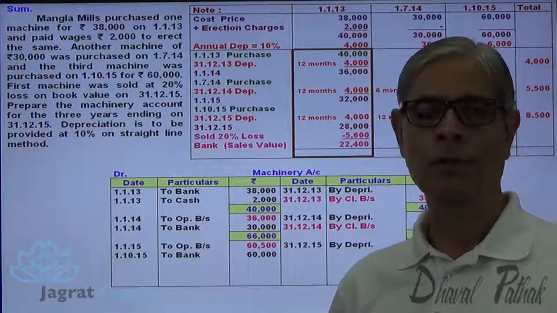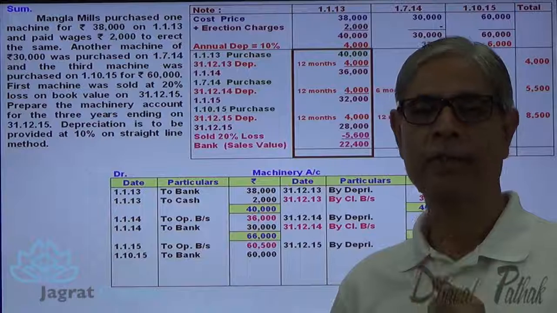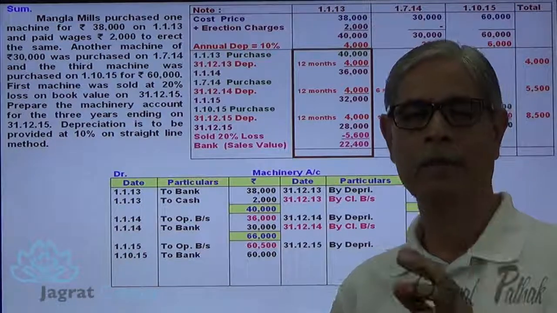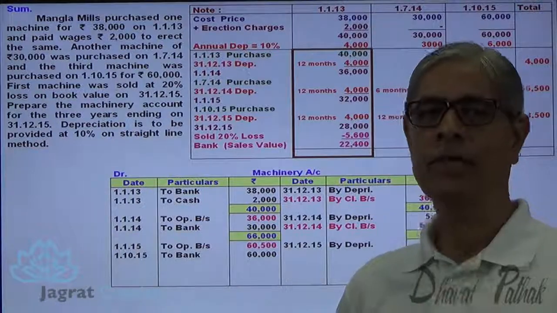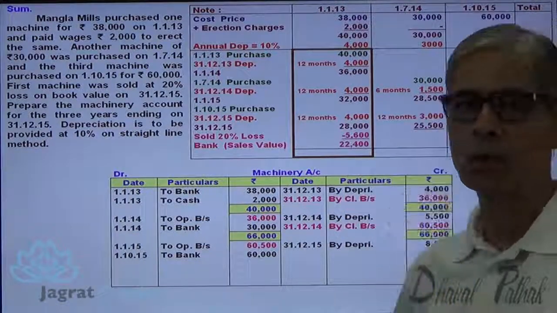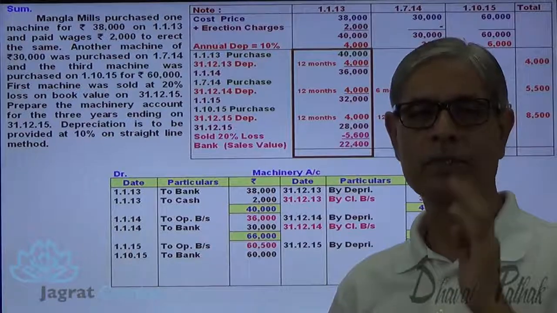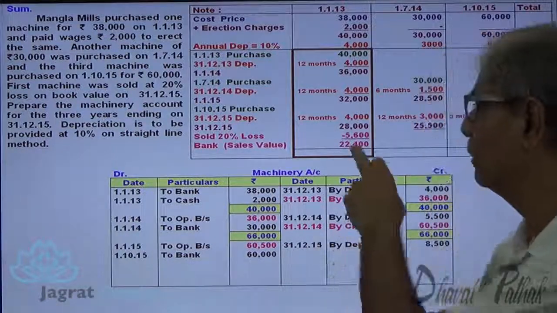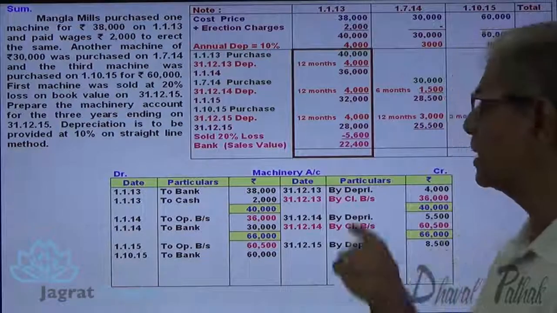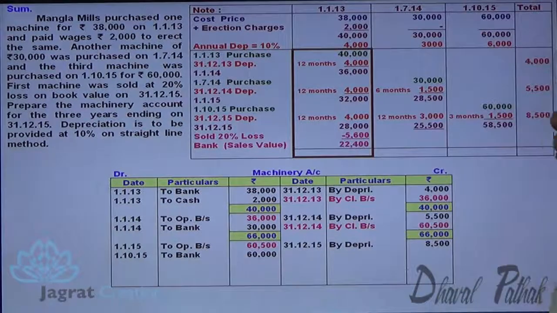Amount received. Debit what comes in. So cash account debit or bank account debit. Bank account debit. Machinery goes out of ownership. Credit what goes out. So machinery account is to be credited with 22,400. Loss on sale of machinery is debited to profit and loss account. So profit and loss account debit to machinery account credit 5,600. This is how the sales entry will be recorded.